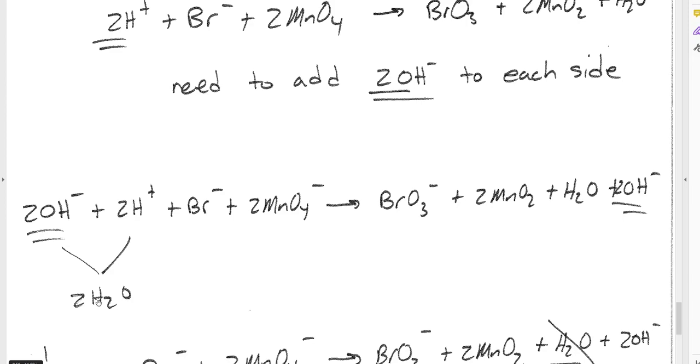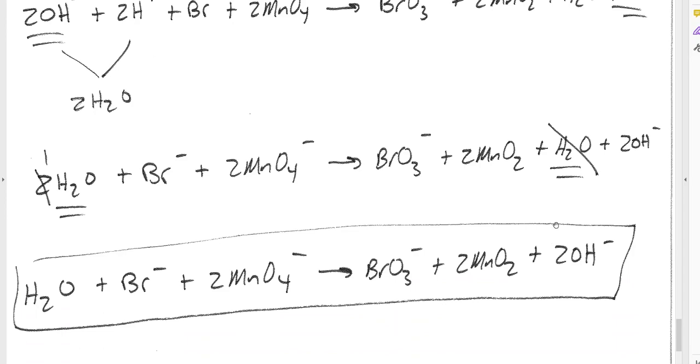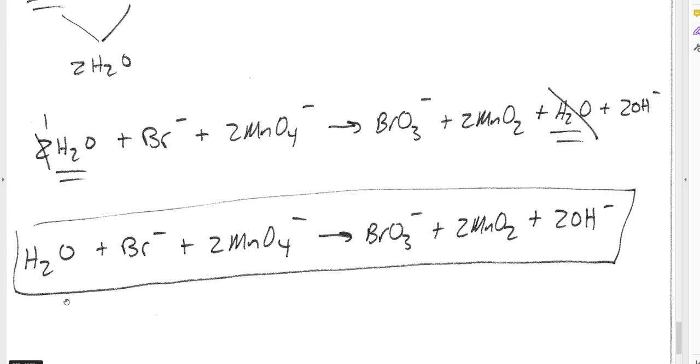Okay. And now notice we had 2 water molecules on this side and 1 water molecule on that side. So now let's simplify it, and let's cancel out one of these water molecules with that water molecule. And then we'll write down what's left over. So we got H2O plus bromide plus 2 permanganates yields bromate plus 2 manganese oxides plus 2 hydroxides. And there we go. That is the balanced redox reaction in a basic solution. Okay?